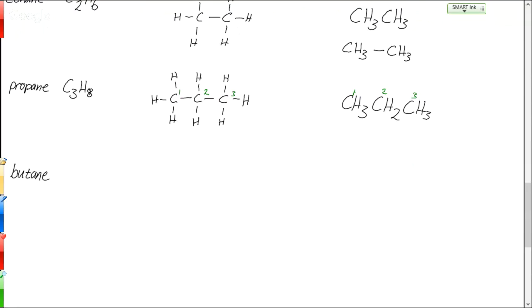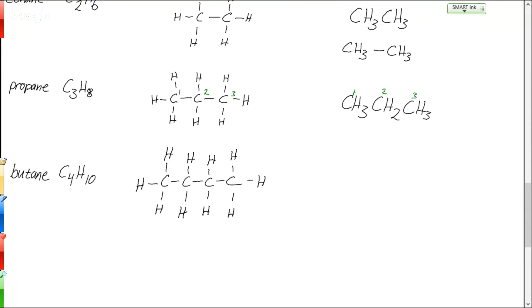All right, so what'd you come up with for the formula? C4H10. Okay, thanks. And you can see it's already getting pretty tedious to write all these hydrogens, right? So when we get up to 10, I think maybe after this one we'll just stop with the expanded structural formulas and stick to something a little bit easier. So again, a couple ways you can write this. You can go CH3, CH2, CH2, CH3. That would be a condensed formula.